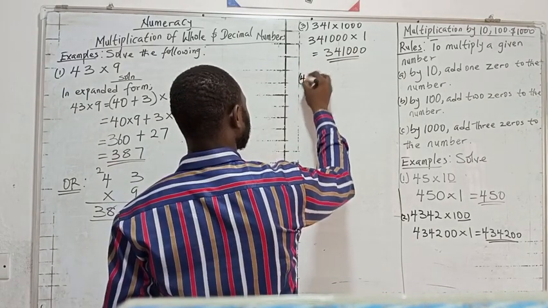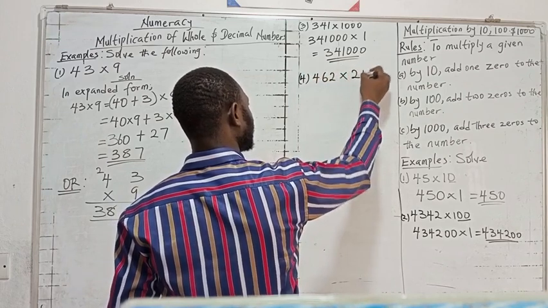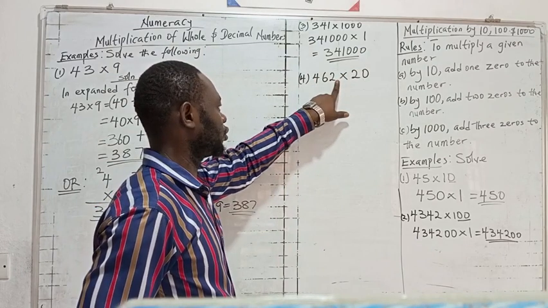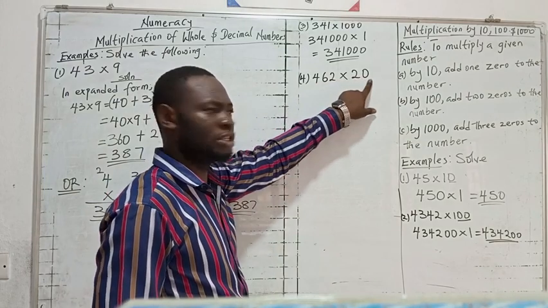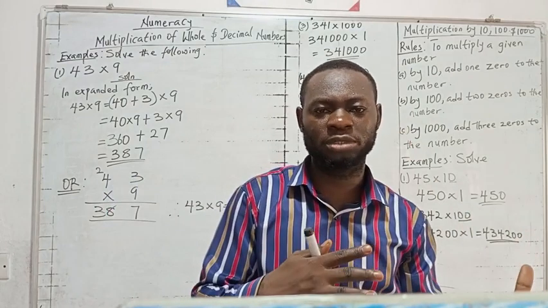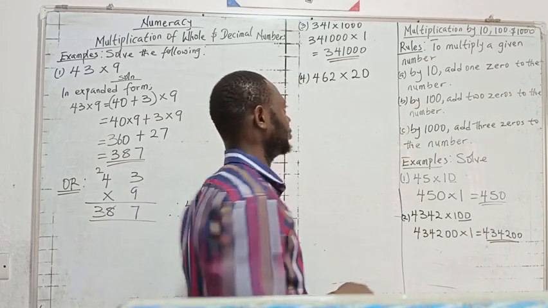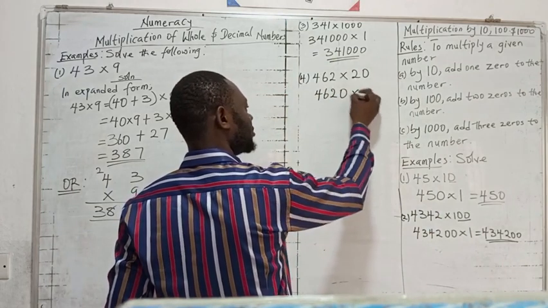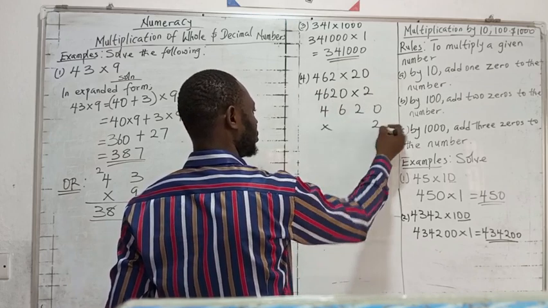Now, suppose we have 462 times 20, like I said. Remember, we take the 0 from 20, put it at the end of the number, and still multiply by 2. Looking at this, this is 3-digit by 2-digit multiplication. What this helps us do is, instead of doing 3 by 2-digit multiplication, we reduce it to 4 by 1-digit multiplication, which makes it simpler. So this simply becomes 4620 times what? 2. Now we can easily do our multiplication by 2.